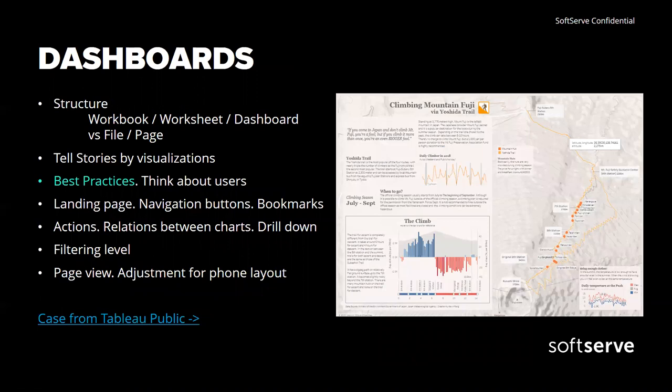Dashboard. So we have created visualizations with separate charts. And now it's a good idea to bring them together to tell a story. For different solutions, we have some hierarchy of objects. In Tableau, we have workbook, worksheet, and dashboard, different objects, versus in Power BI, just a file and pages. It's like in Excel, you have some separate pages, and then you can bring them together into some dashboard, the story.